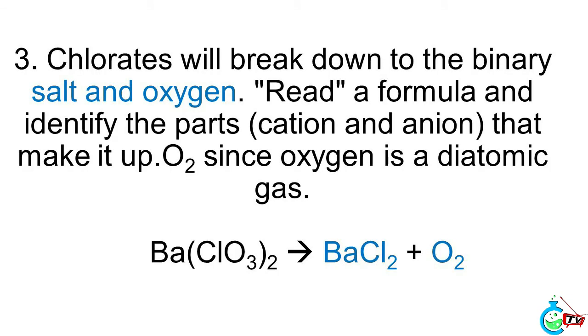3. Chlorates will break down to the binary salt and oxygen. Read a formula and identify the parts, cation and anion, that make it up. O2, since oxygen is a diatomic gas. Ba(ClO3)2 yields BaCl2 plus O2.